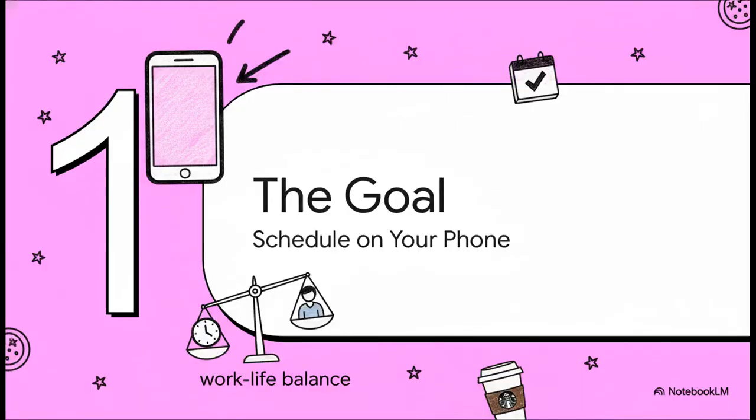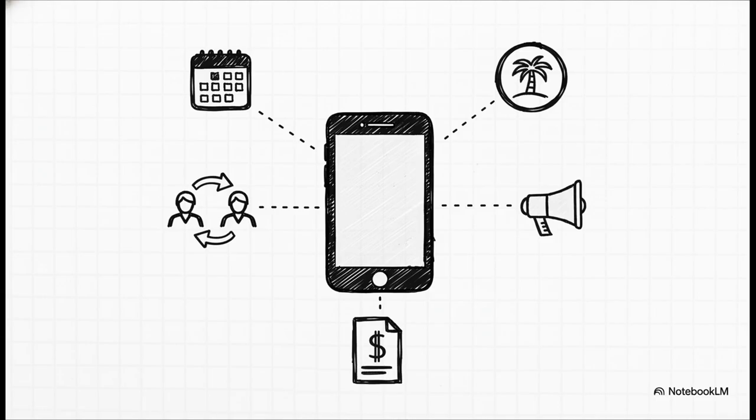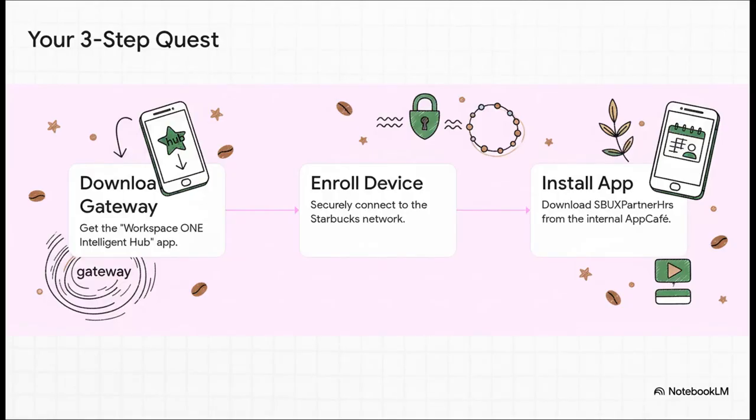First off, why are we even doing this? Well, trust me, getting this app is a total game changer for managing your schedule and your life. It really puts a lot of control right in the palm of your hand. I mean, just look at what it does. It puts all the important stuff right there. You can see your schedule 2 weeks out, you can request time off without having to be at the store, and you can easily swap shifts with your coworkers. It's awesome! Okay, so let's get into it.